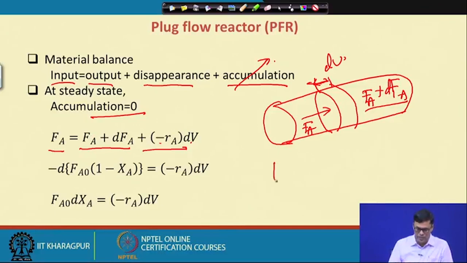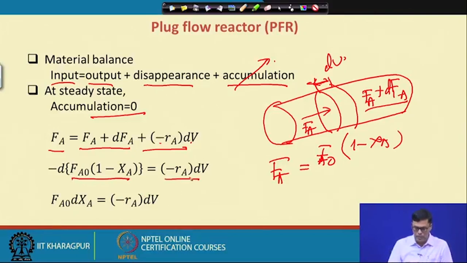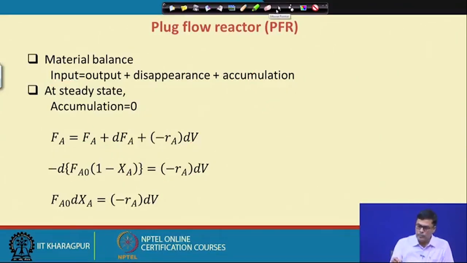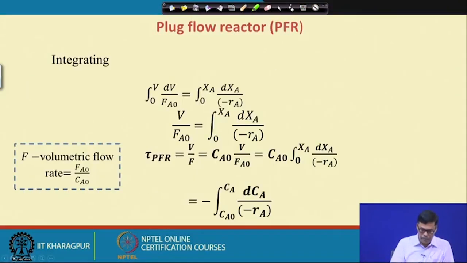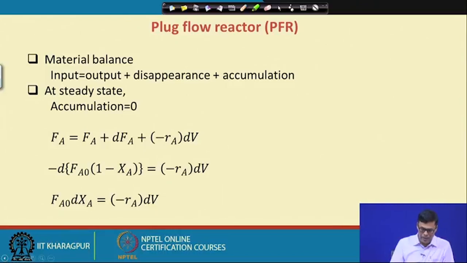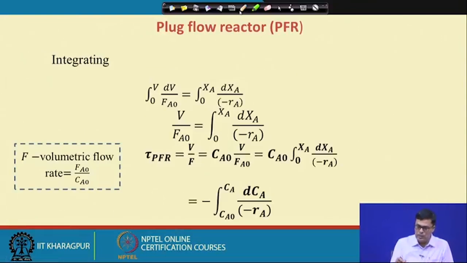So I can write that F A will cancel. Now, F A can be written as F A 0 into 1 minus X A. That is exactly what he has written there, and this is equal to minus R A into dV. Now we can write F A 0 into dX A equal to minus R A into dV. So we have this equation. Looking at the previous equation, we can write dV by F A 0 equals dX A over minus R A. That is exactly what he has written here.